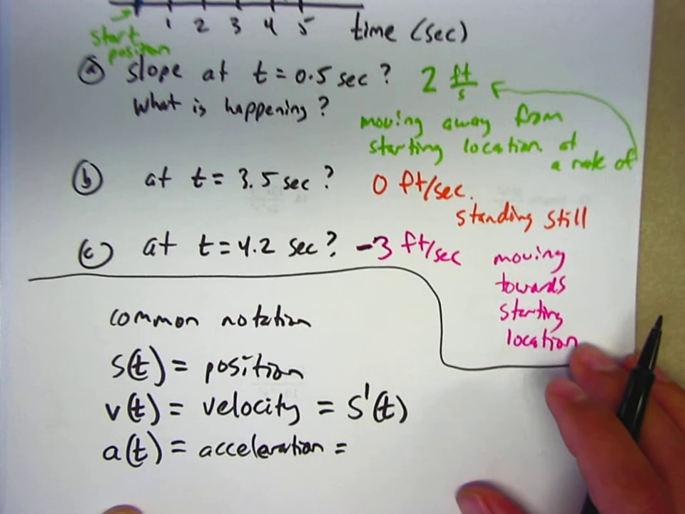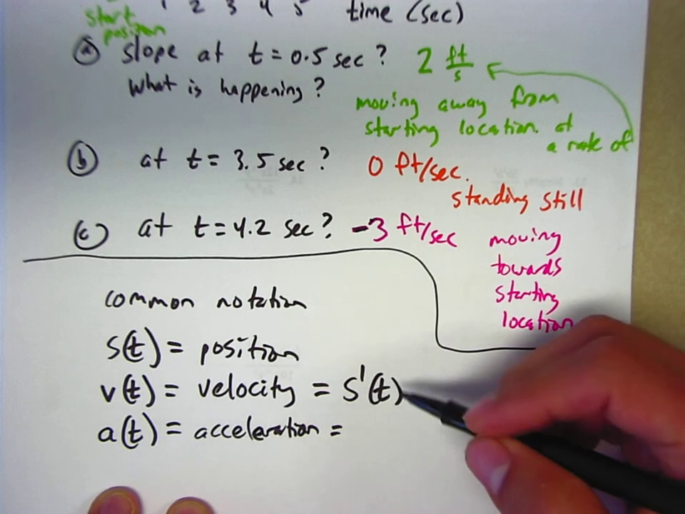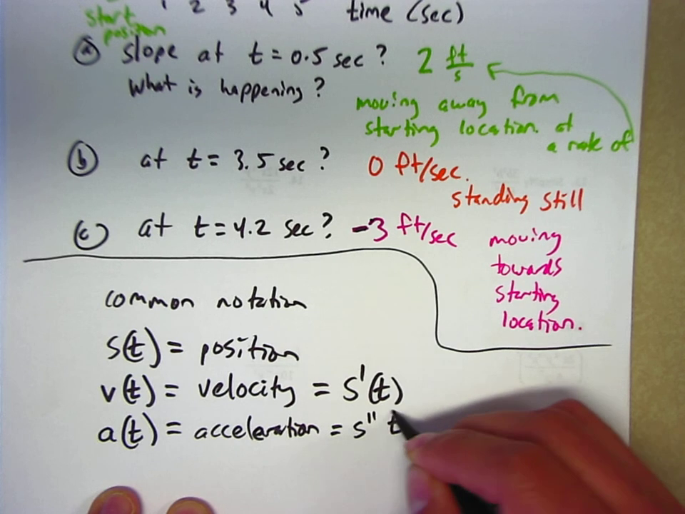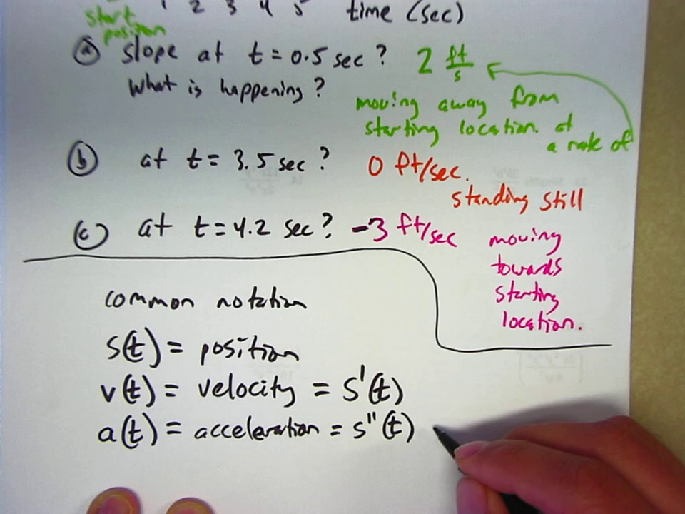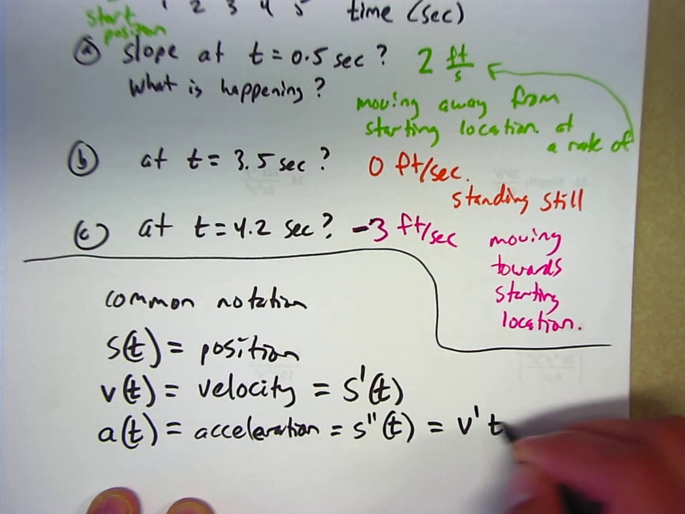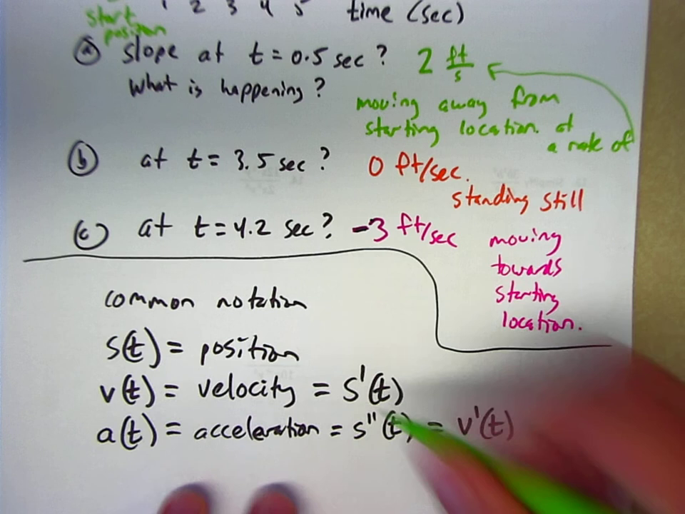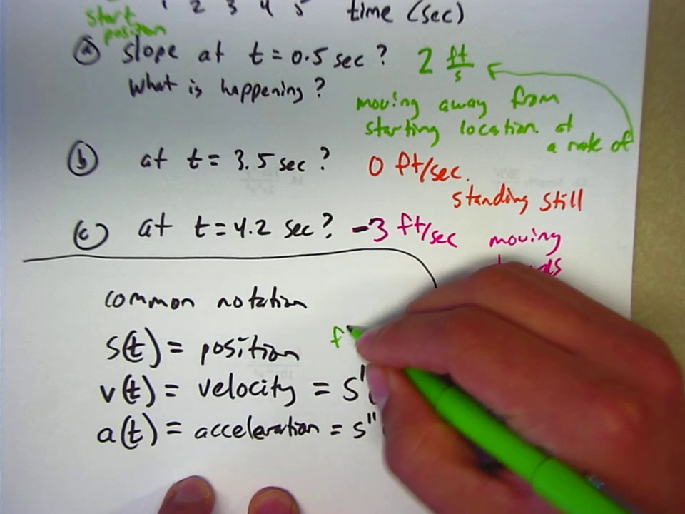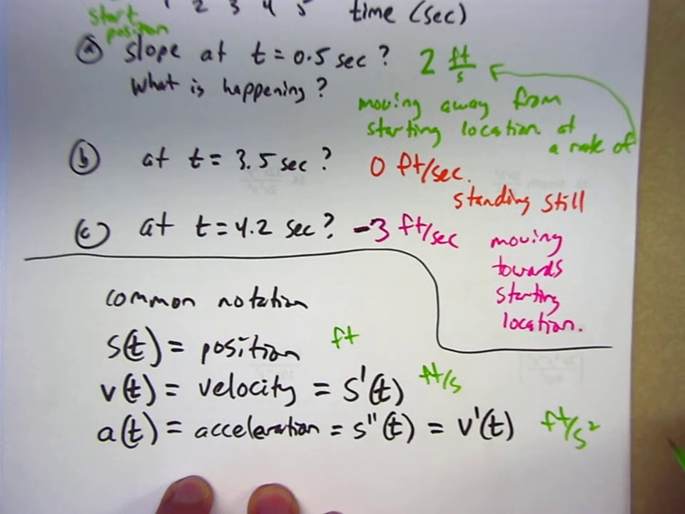And there's a couple of ways that you can write the acceleration. If you take the derivative of the derivative, it'd just be the second derivative of the position graph, or you could write it as the first derivative of the velocity graph. And the units are something like feet, feet per second, and feet per second squared.